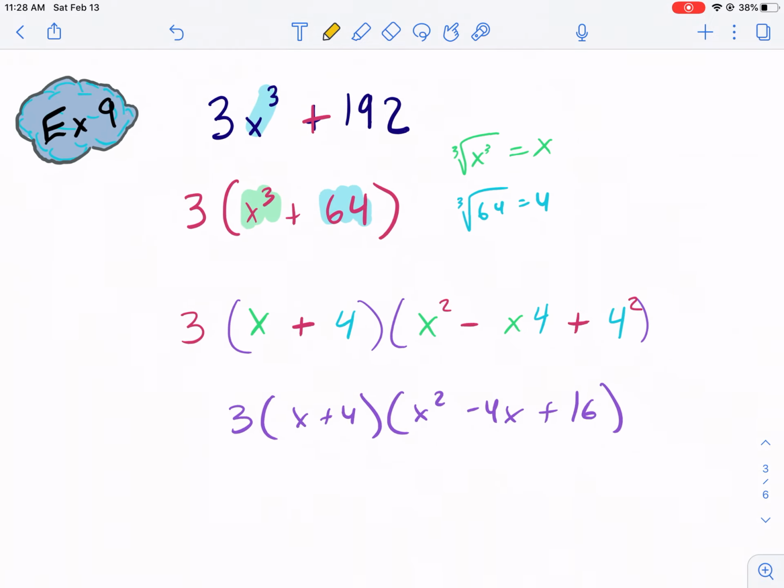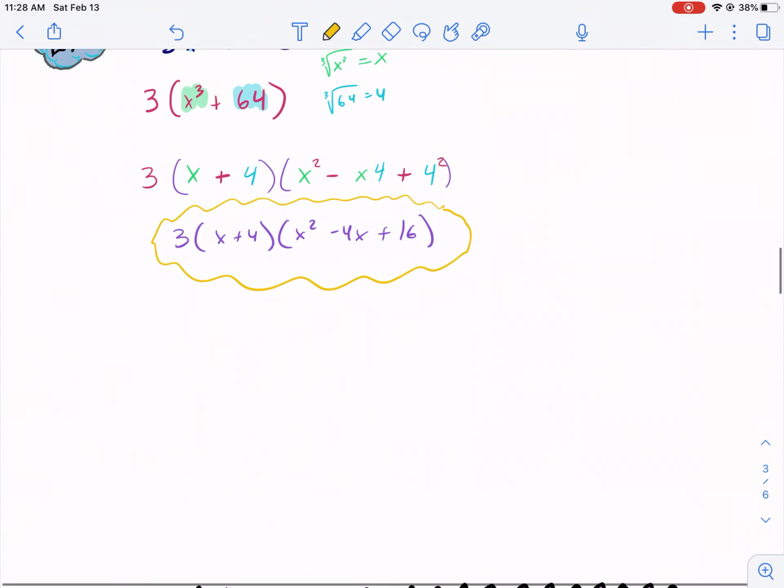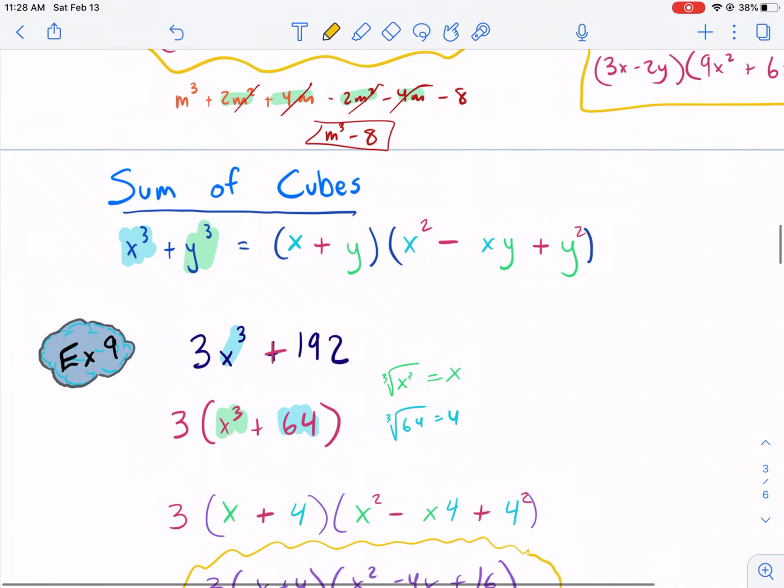So make sure if you see an x cubed, okay, be careful. It might be sum or difference of cubes, so factor out anything you can beforehand. And that's it. That's sum of cubes and difference of cubes.